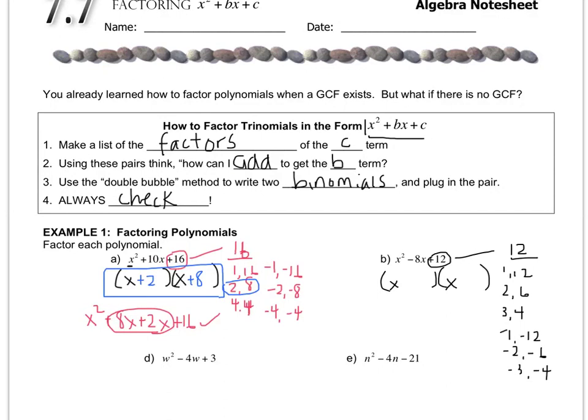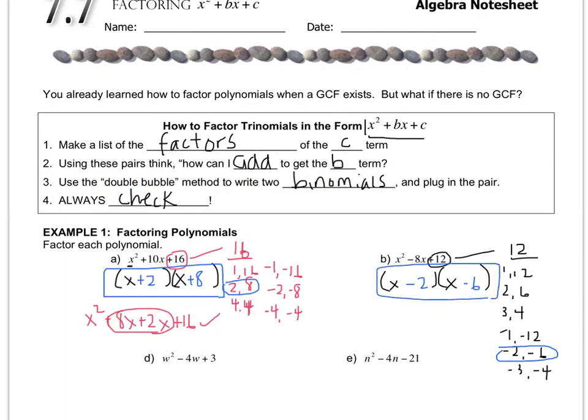So next thing you do is you use these pairs to think, how can I add to get the number in the B spot? So I'm looking for negative 8. Find me a pair that, when you add them, you get -8. The pair is -2, -6. So you plug it in, and there you are.